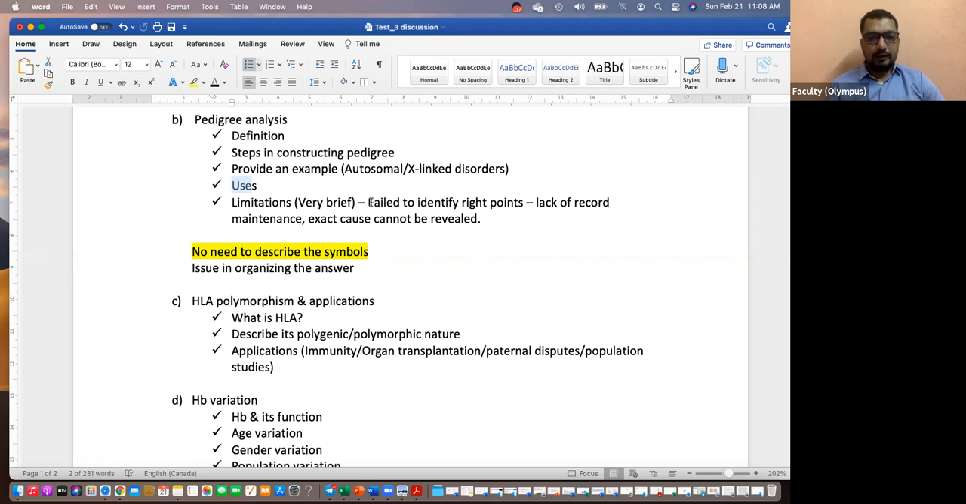I've seen that some of you have failed to identify the right points. You have to choose the more obvious and clear ones. What is the limitation? As I explained, it can tell the pattern. It cannot tell what disease it is. Can a pedigree chart tell you what disease it is? It can tell you the inheritance pattern of it, whether it's dominant, autosomal, recessive, etc. So it cannot give you the exact mechanism or the problem there. The exact cause cannot be revealed.